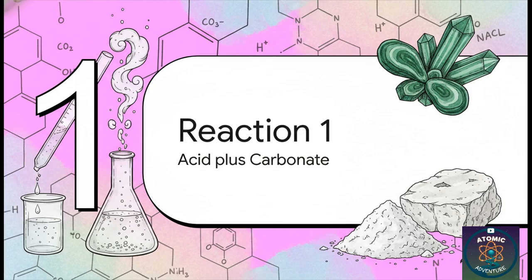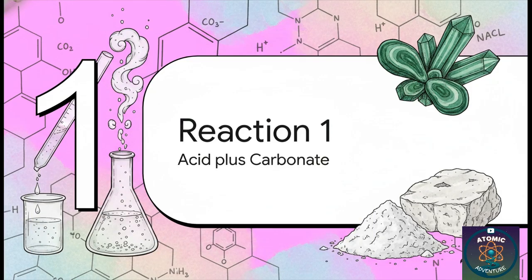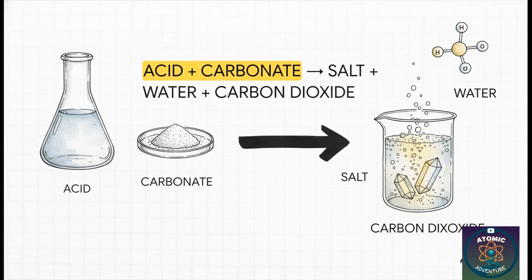Okay, let's dive right into our first method, reacting an acid with a metal carbonate. This is a super common and reliable way to make a salt, and it's the one you'll use when your carbonate is an insoluble solid. Now, this word equation is the most important thing to remember for this method. My advice, memorize it. An acid plus a carbonate always produces three things: a salt, water, and carbon dioxide. This is the golden rule. It works every single time.